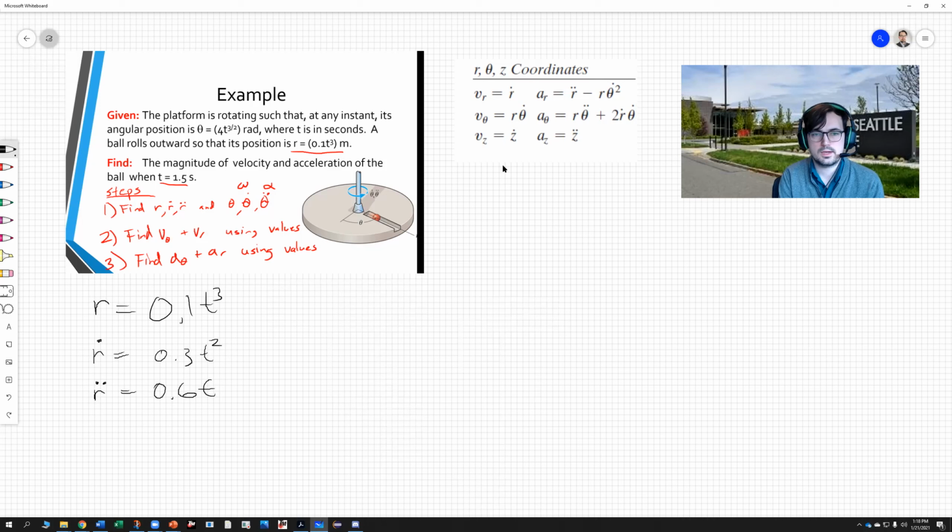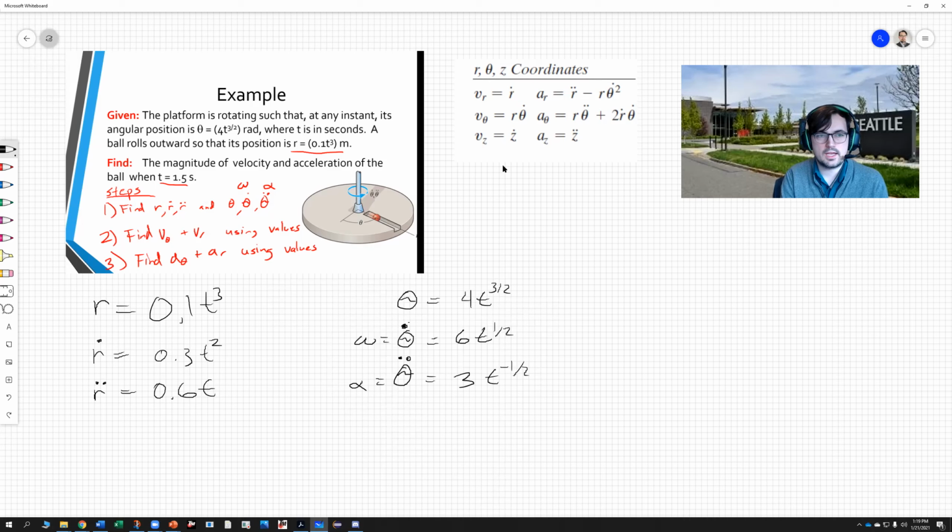Let's do theta as well. Theta is going to be 4 times t to the 3/2 power. So our first derivative is going to be 3/2 times that, which will be 6 times t to the 1/2 power. We take that derivative, make that dot a little bit bigger, take the second derivative with respect to time. Remember that we could also think about this as omega and alpha here. Take that second derivative here, we take that half, this is going to be 3, and we have t to the negative 1/2 power. So there are our values.